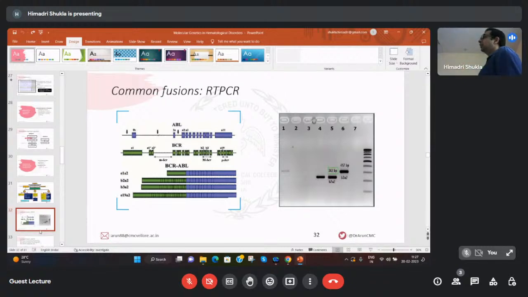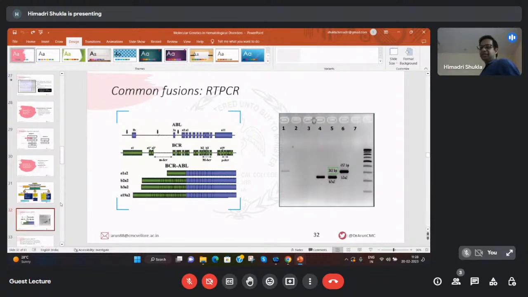So what will happen in a normal individual? Nothing will happen, because one primer is in chromosome 9, one primer is in chromosome 22. There's no way they can amplify, come together and produce a product. But what happens when there is a translocation? Your segments of 9 and 22 are now brought together. So now the two primers, which were on two different chromosomes, are brought in close proximity to each other. So now when you do a PCR, these two primers will come together and amplify and produce a product. Okay, this is how an RT-PCR works.